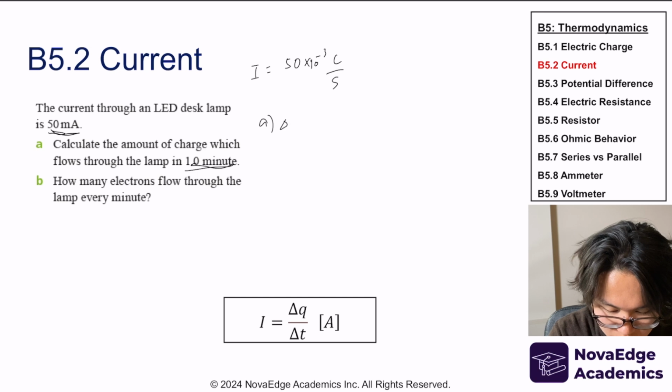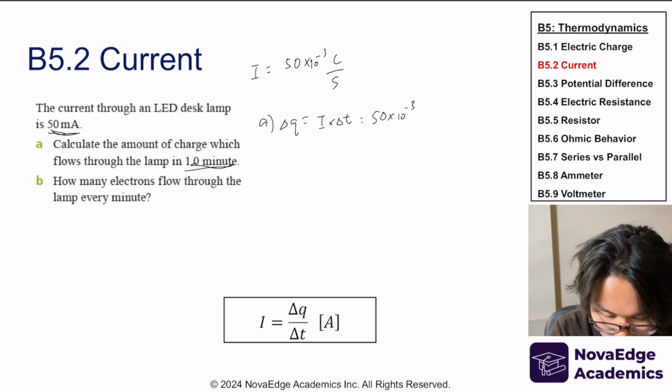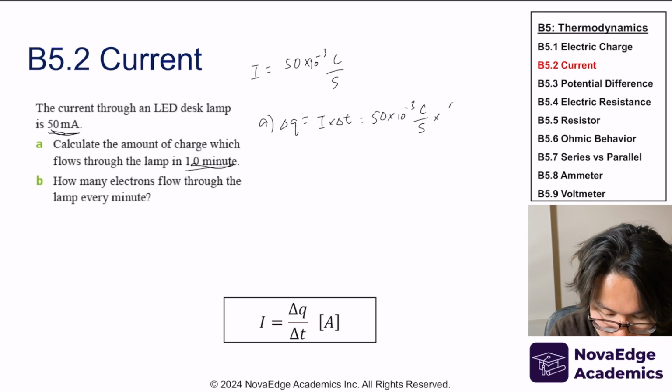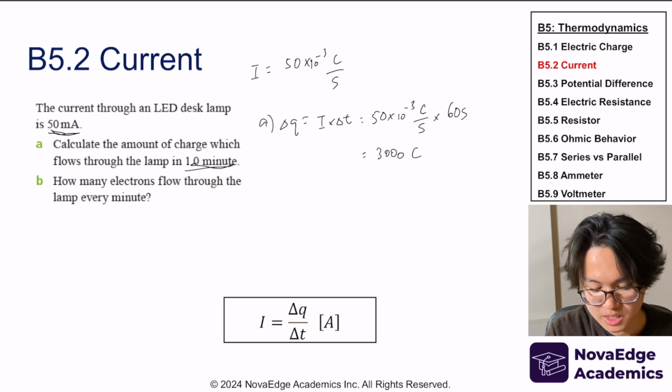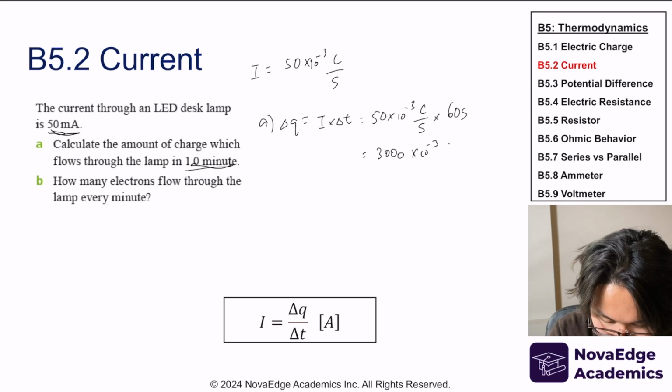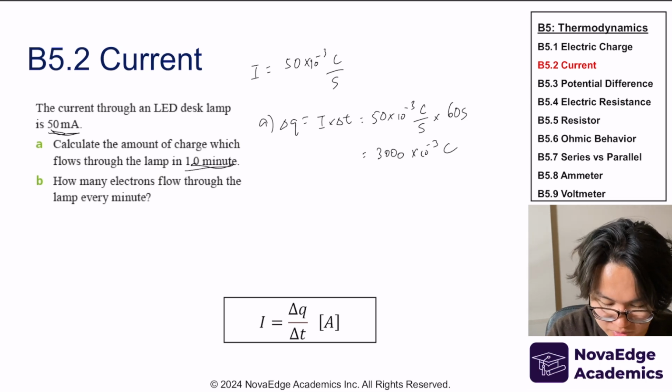So delta Q is equal to I times delta T, which is equal to 50 times 10 to the power of negative 3 coulomb per second, times 1 minute. 1 minute has 60 seconds in it, right? And that becomes 3 coulombs. So that's how much charge has transferred over time.